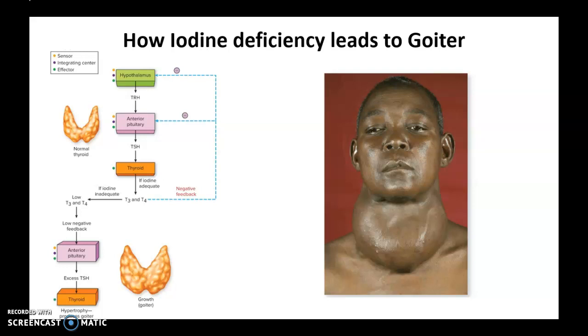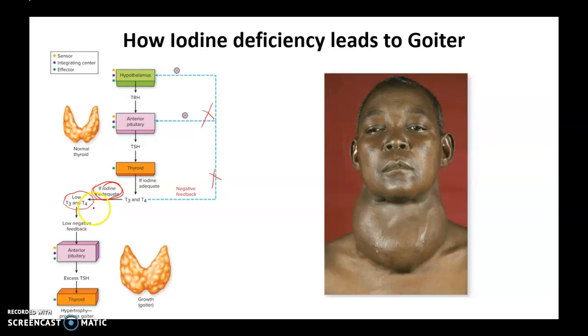So what's happening here? Let's say we have inadequate iodine, less iodine. So obviously we will have low T3 and T4. And therefore, these hormones cannot go back and populate the receptors on the anterior pituitary and hypothalamus, right? So you don't have this negative feedback loop. This is not working then.